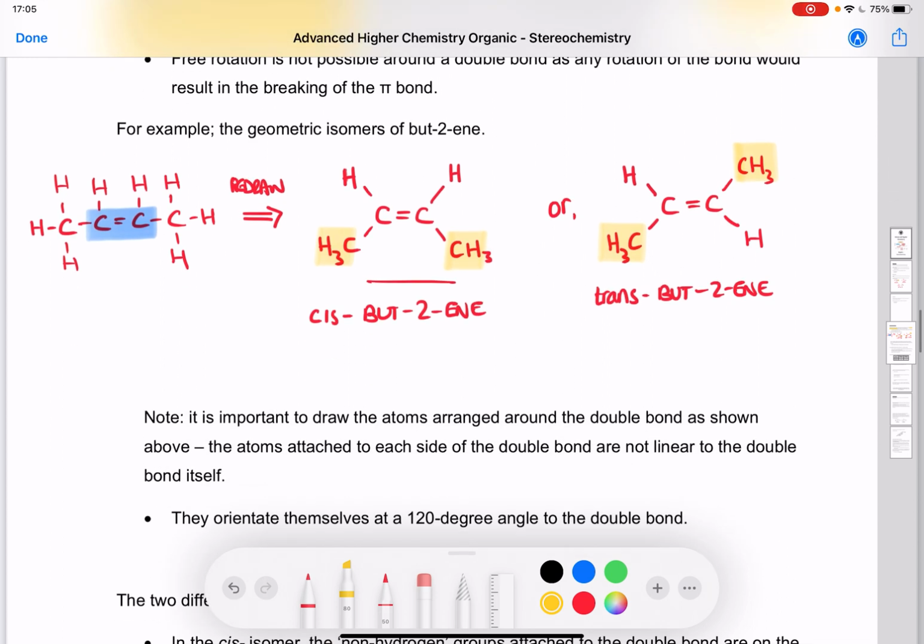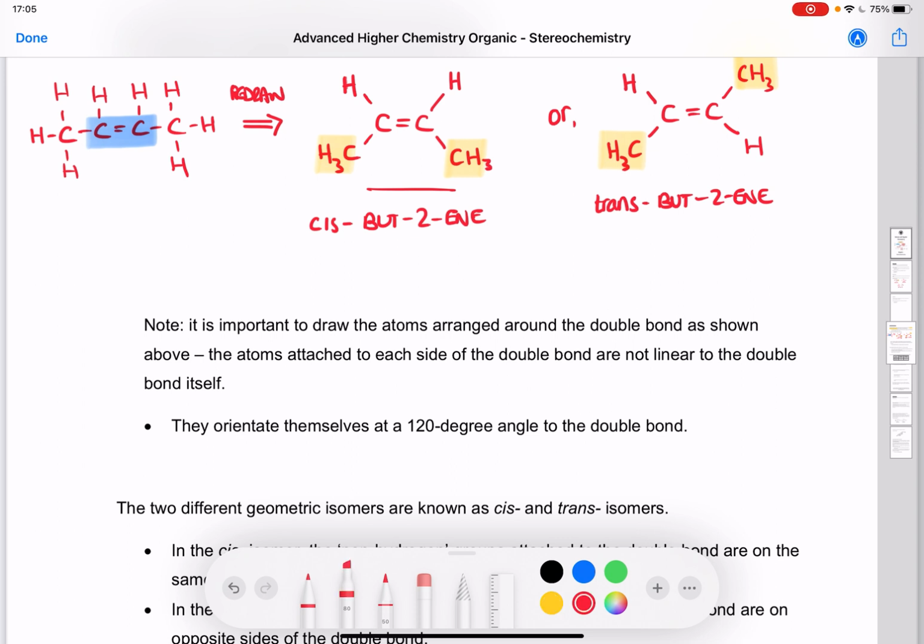So it says, note, it is important to draw the atoms arranged around the double bond as shown above. The atoms attached to each side of the double bond are not linear to the double bond itself. They orientate themselves at a 120 degree angle to the double bond. And what I'm going to do is just pop a wee diagram in that little bit of space at the side, just to put a wee reminder in for that. So I'm just going to leave the bonds open and we'll pop in our little markers for our 120 degree angles.